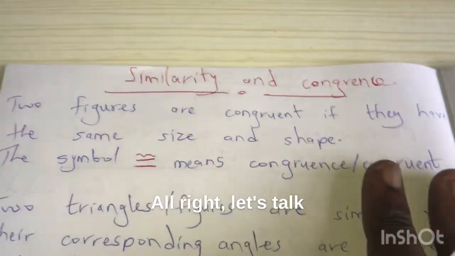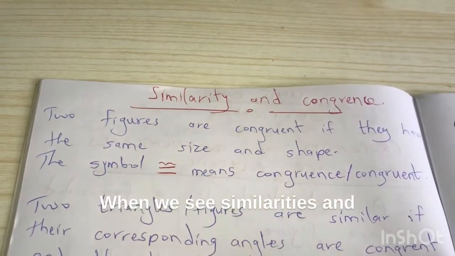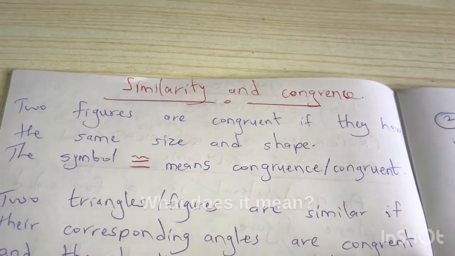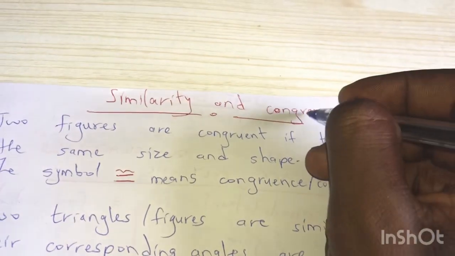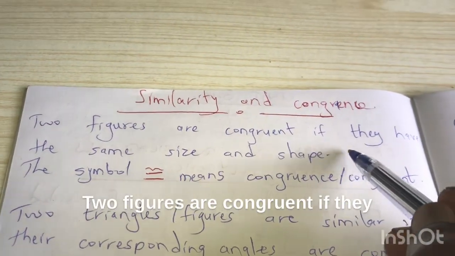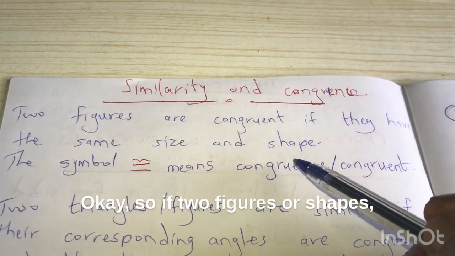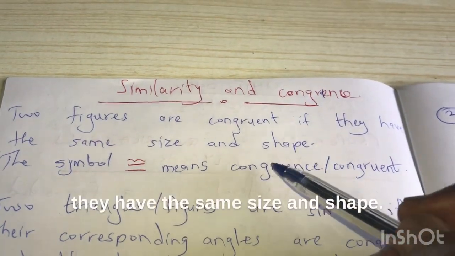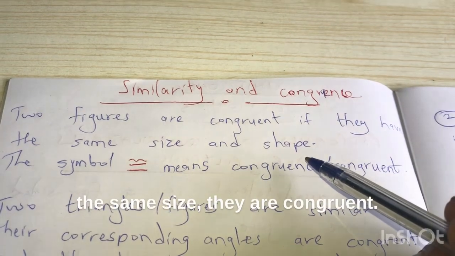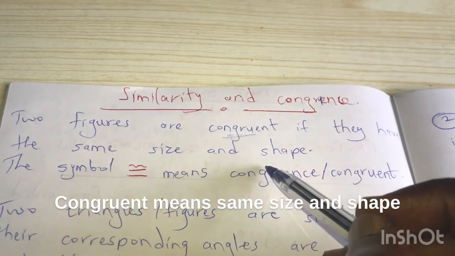Alright, let's talk about similarity and congruence. When we say similarity and congruence, what does it mean? Two figures are congruent if they have the same size and shape. So figures are like shapes. If they have the same size and shape, they are congruent.